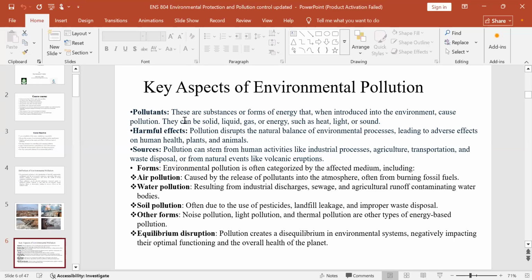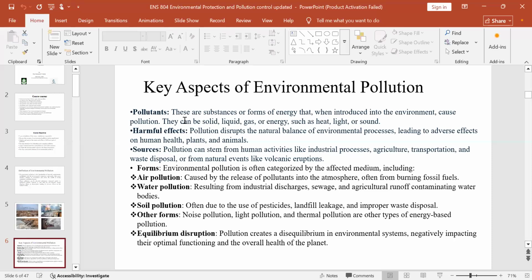Plants and animals. So what are the harmful effects? These are the adverse effects that occur to human beings and other life forms. Those are the harmful effects, what the pollutants will cause to the media, either to the ecosystem, either in their solid, liquid, gaseous, or energy forms. What they cause is what we call adverse effects or harmful effects.